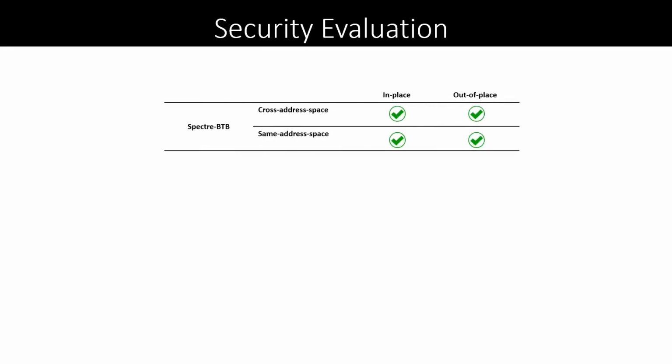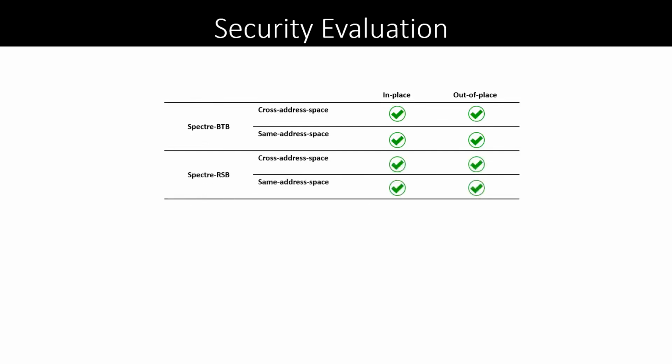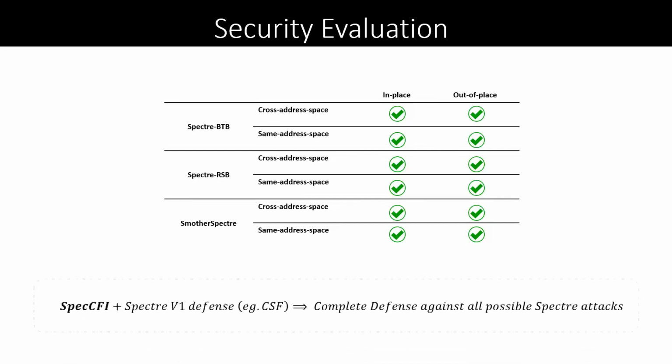We evaluated the effectiveness of SPECCFI against real-world exploits. The results show that SPECCFI can prevent all different vectors of Spectre BTB. Also, SPECCFI can mitigate all vectors of Spectre RSB and the smarter Spectre attacks. It's good to mention here that by combining our solution with an existing hardware-software solution for Spectre V1, we can close all variants of Spectre attack. Also, note that stopping Spectre variants 2 and 5 is necessary to complete the defense against Spectre V1, because the V1 defense could easily be bypassed by using these two classes of attacks.